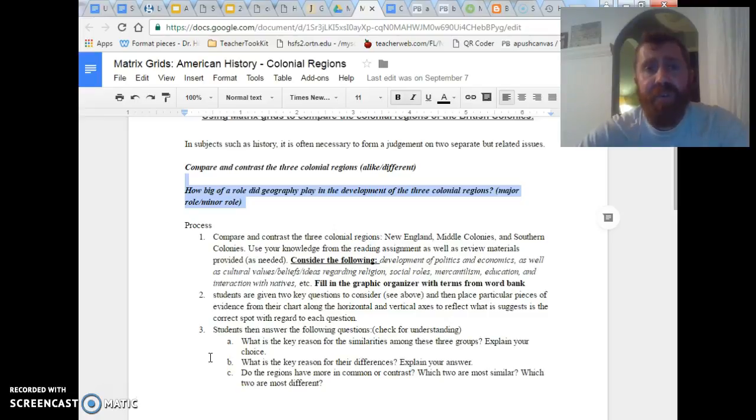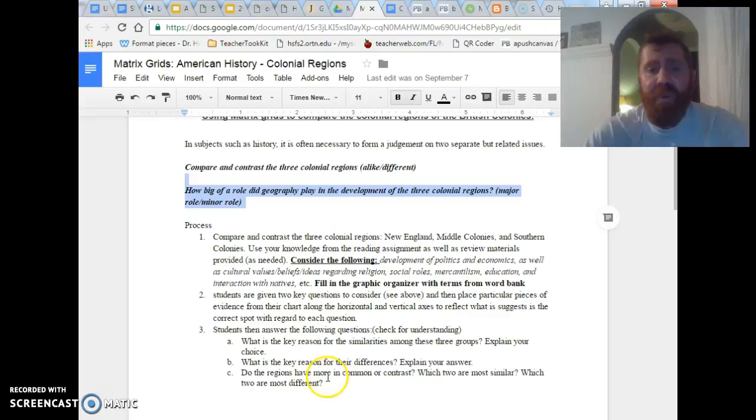And you might have to, and you probably should, double check with the textbook before making your plots on your axes. After you're done with that, you want to answer the following questions. What is the key reason for the similarities among these three groups? Explain your choice. What is the key reason for their difference? Once again, explain your answer.